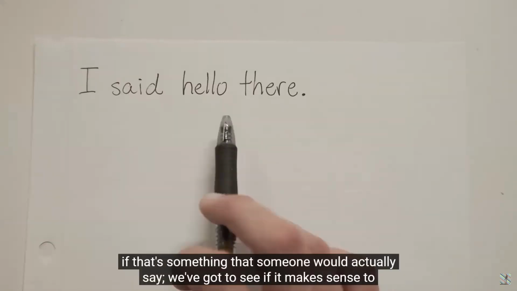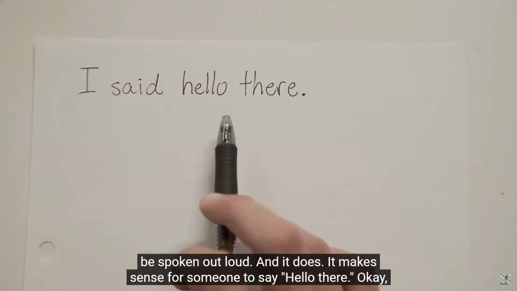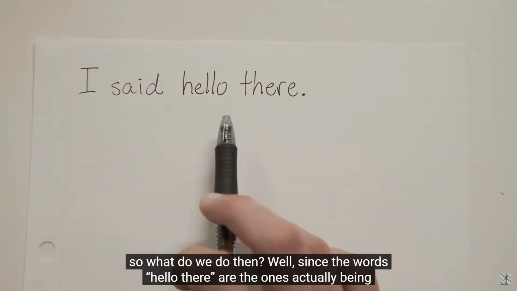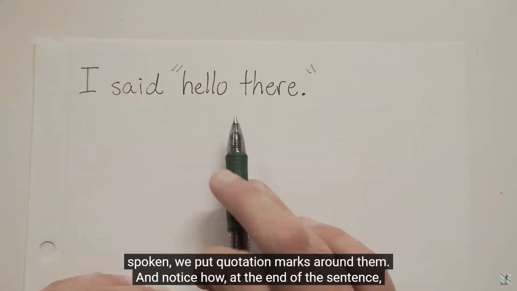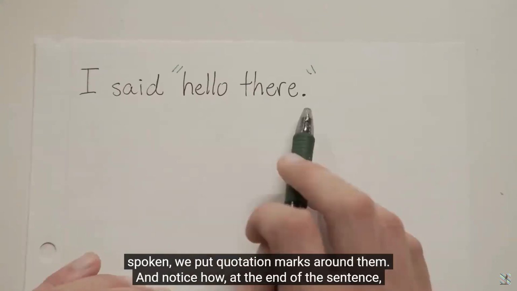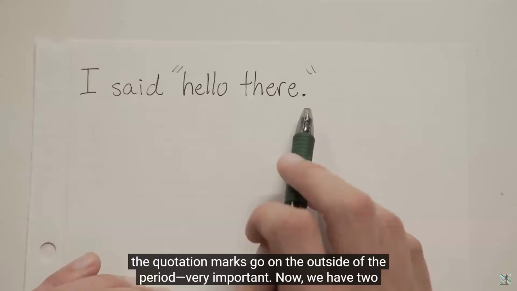Okay, so if that's the speaker tag, then we have to look at the rest of the sentence and see if that's something that someone would actually say. We've got to see if it makes sense to be spoken out loud. And it does. It makes sense for someone to say hello there. Okay, so what do we do then? Well, since the words hello there are the ones actually being spoken, we put quotation marks around them. And notice how, at the end of the sentence, the quotation marks go on the outside of the period.